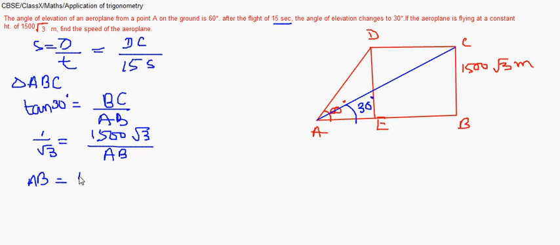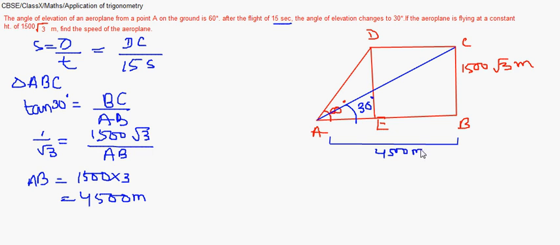AB is 1500 root 3 into root 3, that gives you 1500 into 3, so that's 4500 meter. Alright, that means this whole length is 4500 meter. Now if I can find AE, that I subtract from 4500 should give me EB, which is equivalent to DC, the distance which the aeroplane has covered.